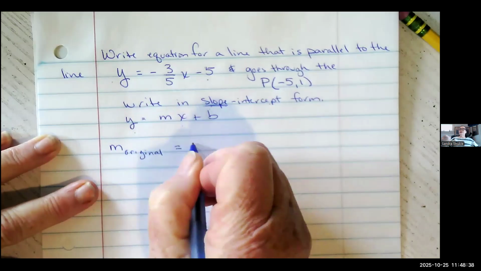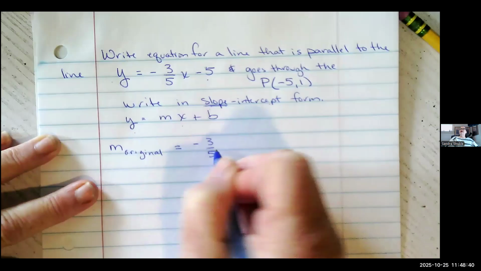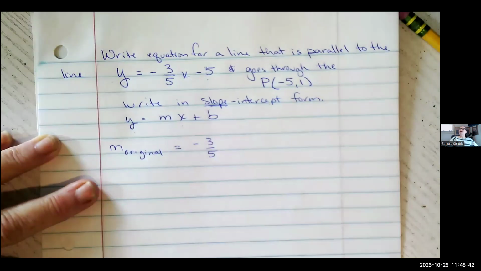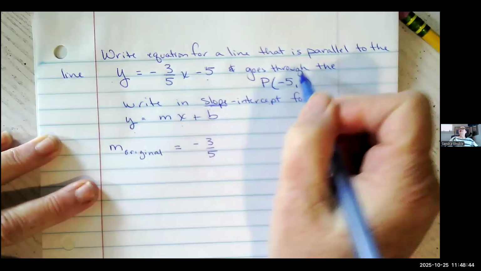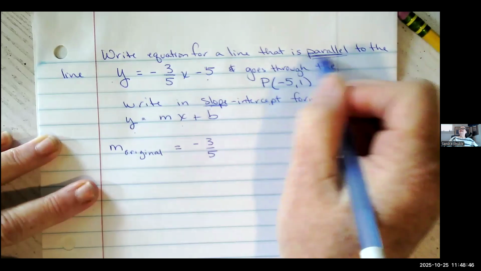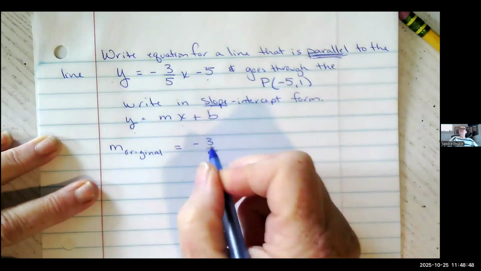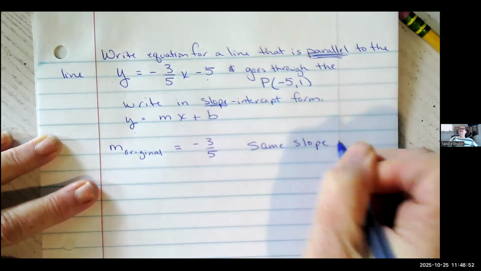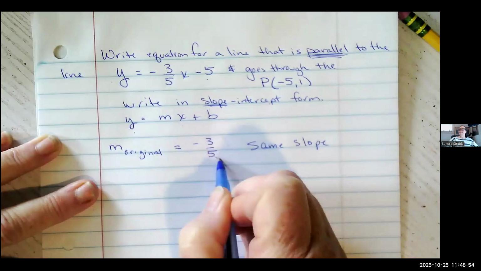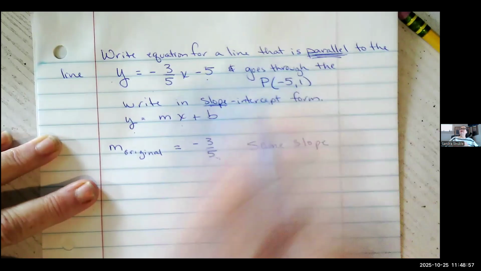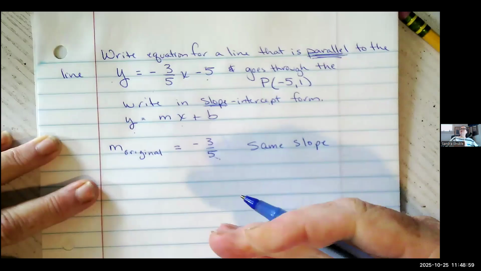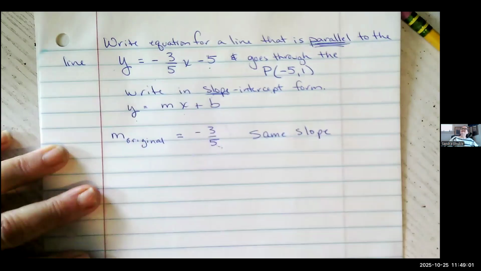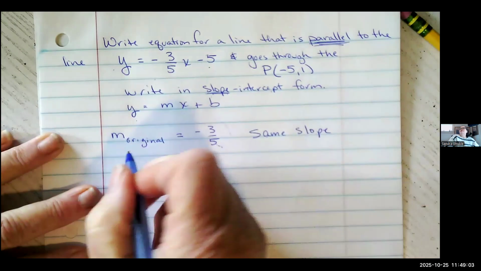When you are writing a new line and you want that line to be parallel to the original line, you have to use the same slope, okay? You have to use this slope and you have to use this point to write your new line, okay? This is how you do it. I'm going to show you the easiest way, to get you back in the slope-intercept form. There's a couple different ways to do this.